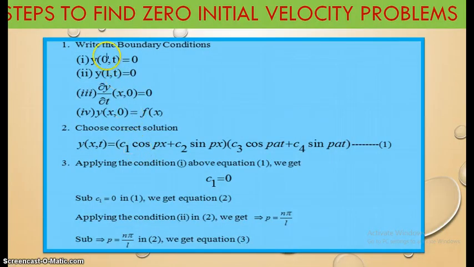First we write the four boundary conditions. The first 2 are boundary conditions, the next 2 are initial conditions. First, starting with 0 to L, t can be represented as it is. The second case is the initial velocity, which must be 0. Okay, this f of x is the given function of the problem.